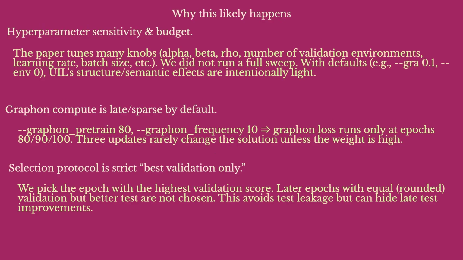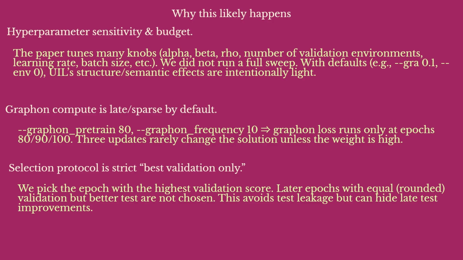Next, let's see why hyperparameter sensitivity plus limited tuning applied in our case. We had to tune many knobs, which are alpha, beta, rho, and there were a lot of variable environments, learning rate, and batch size, which weren't fully swept and were left at defaults. The structural and semantic effects were intentionally small in our case. The graphon updates were late and sparse. The graphon loss runs only at epochs 80, 90, and 100, and thus with this low weight, it rarely shifts the solution.